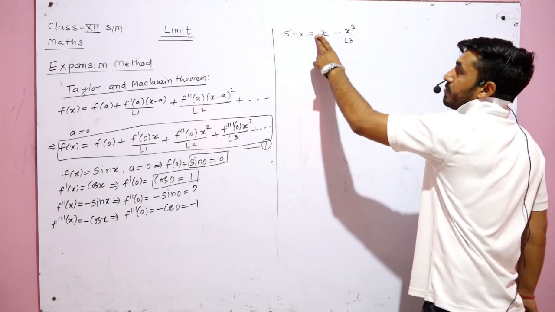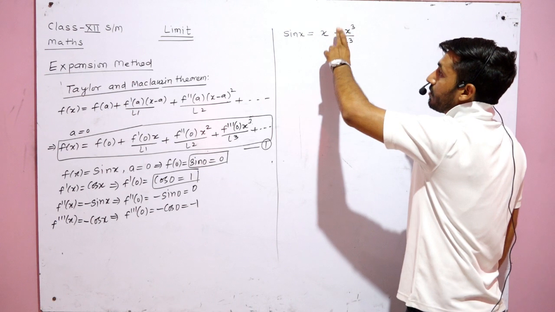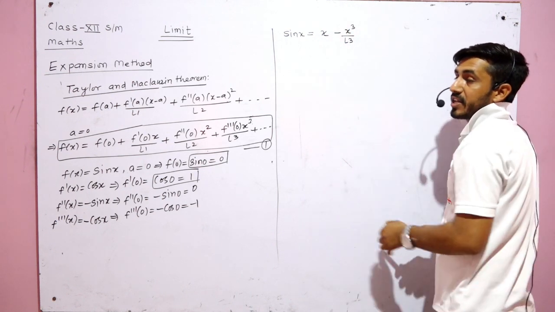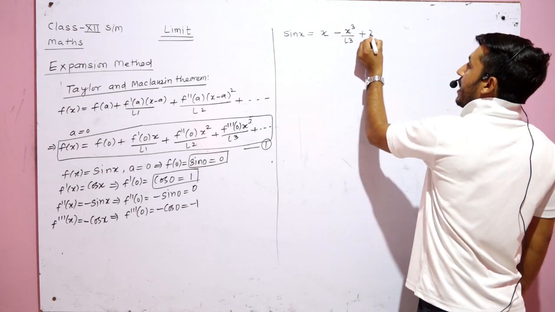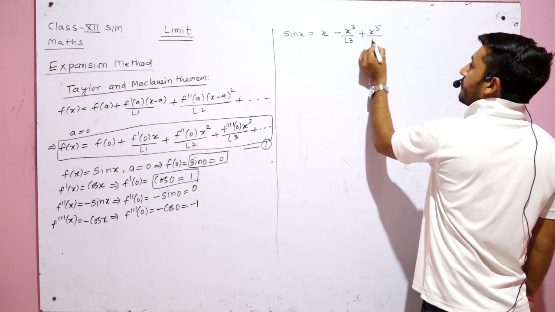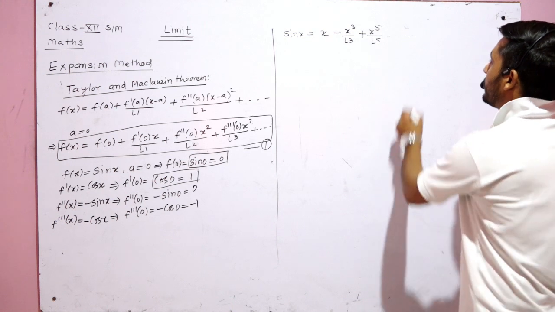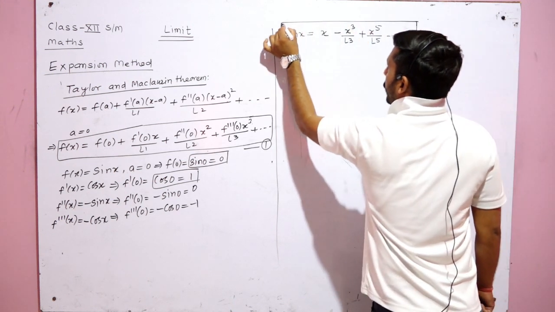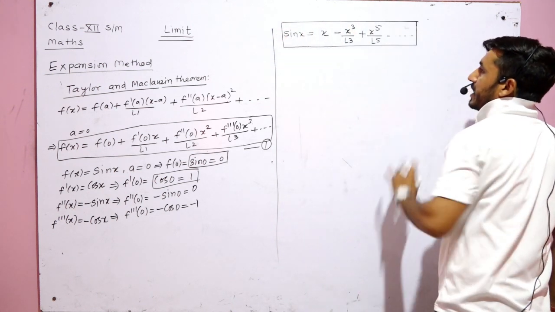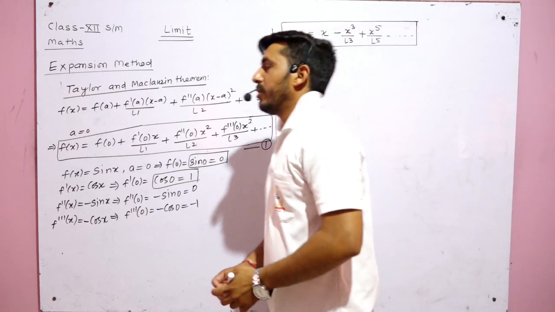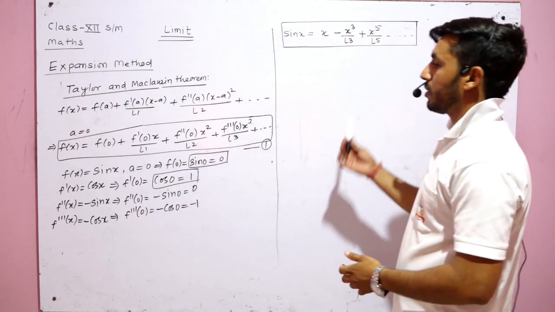Okay. And second thing, we can see the sign is taken in alternate order. First we are taking plus sign, again we are taking minus sign, again the sign will be plus sign, and it is x to power 5 upon factorial 5 minus and so on. Okay, this is the expansion calculated by Taylor or Maclaurin theorem. You have to note it down.